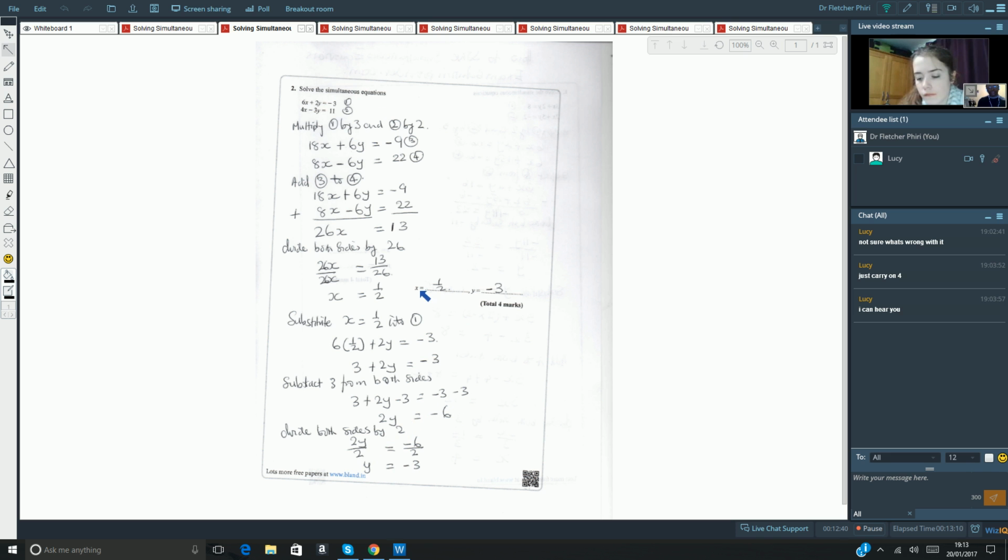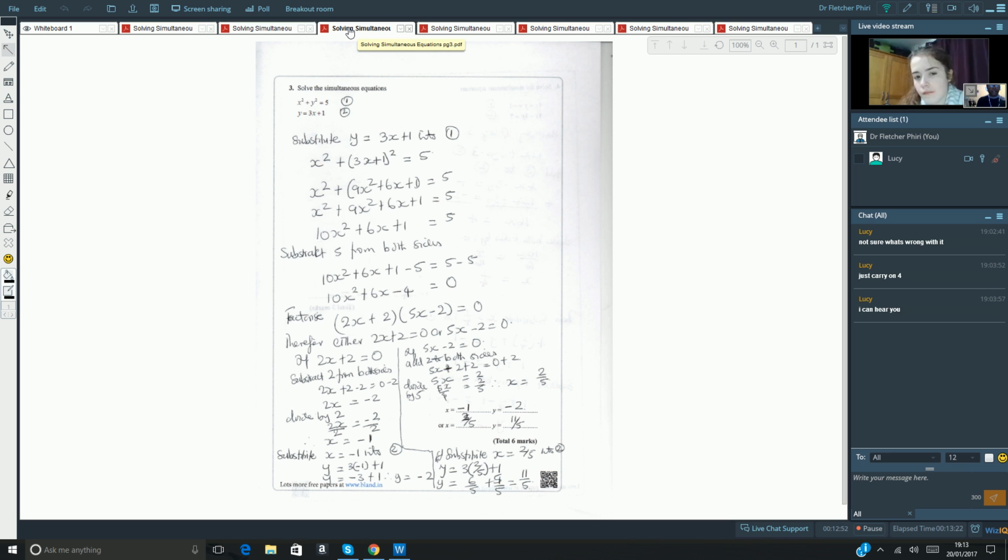Therefore, the answers for these two simultaneous equations are x is equal to half and y is equal to minus 3. Do you follow? Okay, right. Okay. Let's go to question number 3. Okay, right. Now, question number 3.